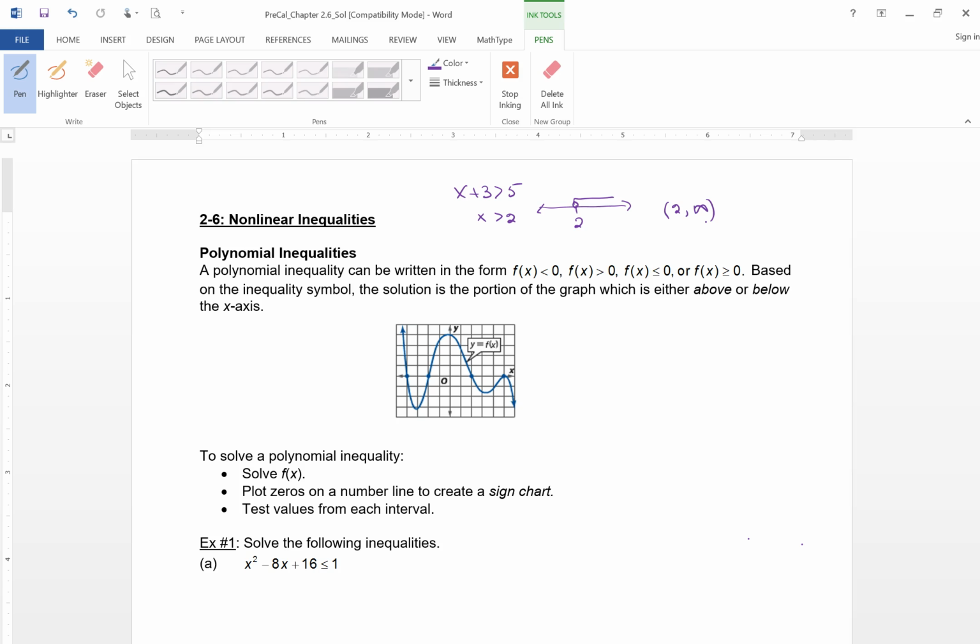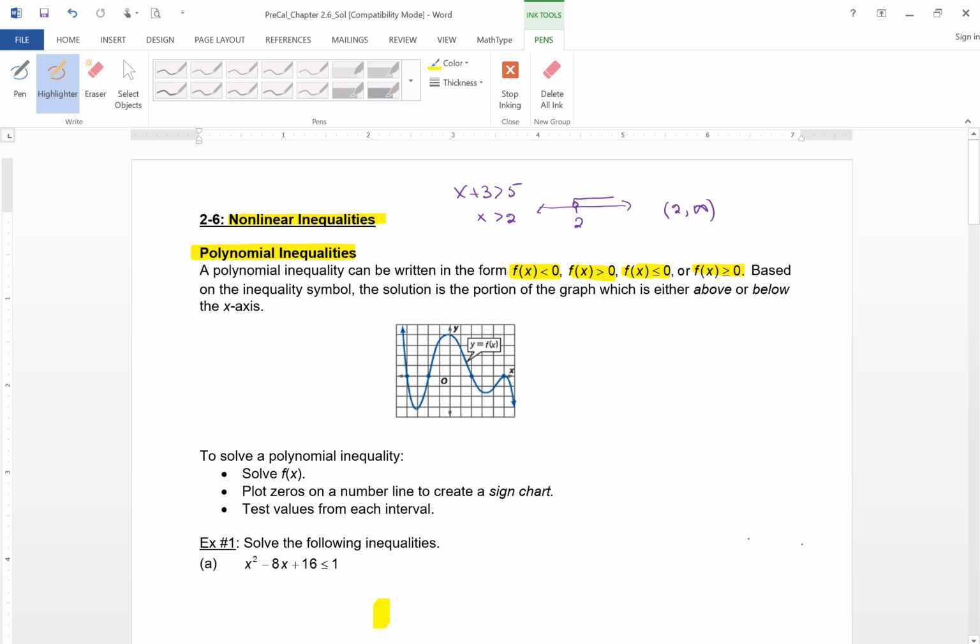What we're going to do today is the same situation. However, the inequalities that we're going to look at are not going to be linear equations like this. They're going to be nonlinear equations. So if we take polynomials, what the inequality is going to look like is f of x, and it's either going to be less than 0, f of x greater than 0, f of x less than or equal to 0, or greater than or equal to 0.